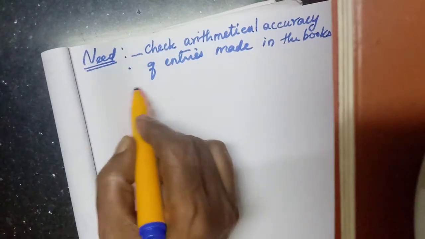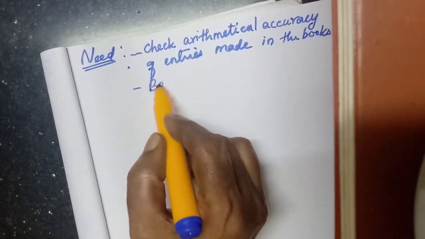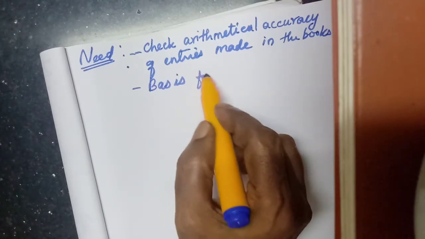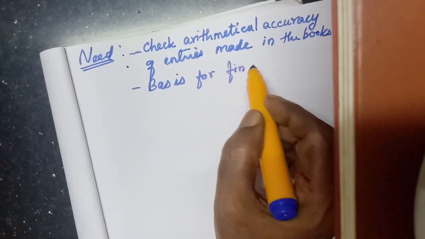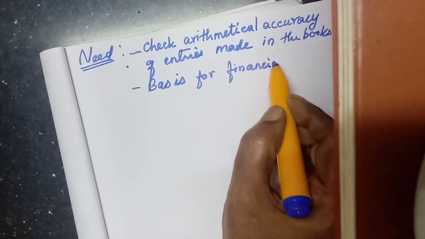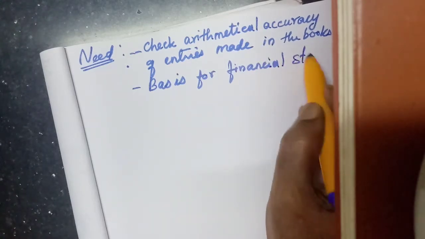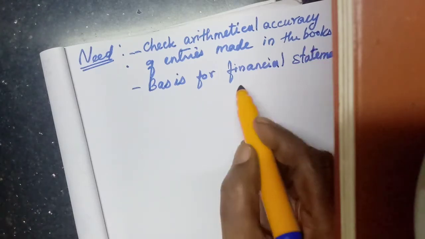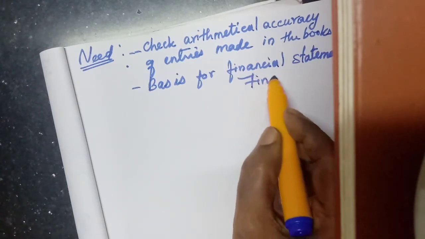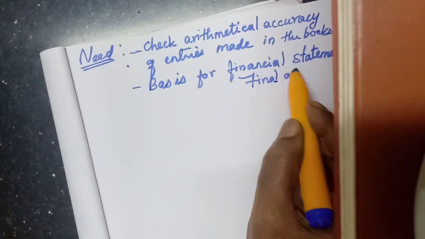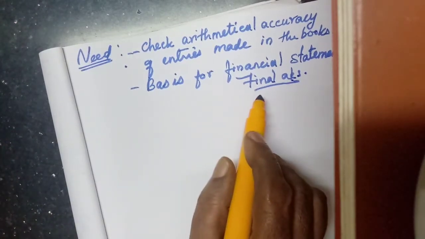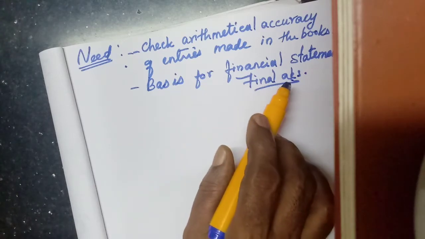Then this is considered as the basis for preparation of financial statements. With the help of the trial balance only, we will prepare the financial statements or final accounts, we say. What are the final accounts? The trading and profit and loss account and balance sheet.